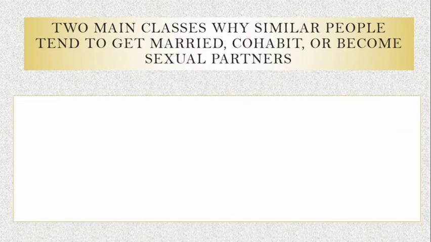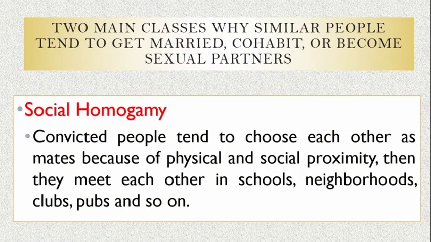So, there are two main classes why similar people tend to get married, cohabit, or become sexual partners. Ito pa din po ay in relation with alternative theory. May tinatawag po tayong social homogamy and phenotypic assortment. When we say social homogamy, convicted people tend to choose each other as mates because of physical and social proximity. Then they meet each other in schools, neighborhoods, clubs, pubs, and so on.